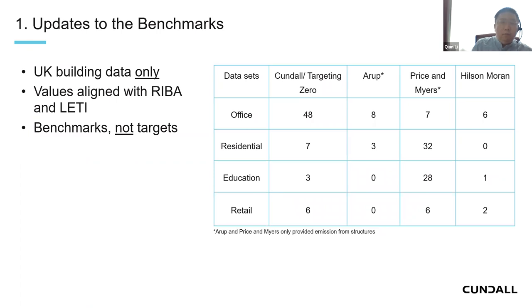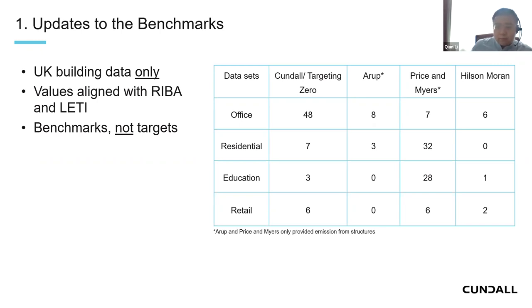It's UK buildings only, with a focus on big developments, and because it's for referable schemes at the GLA, that means it's normally a scheme of a certain size or above. And the numbers are aligned, not perfectly, but aligned with the values RIBA and LETI are promoting. Again, as I said, this is to increase the consistency and comparability between those benchmarking or rating systems.